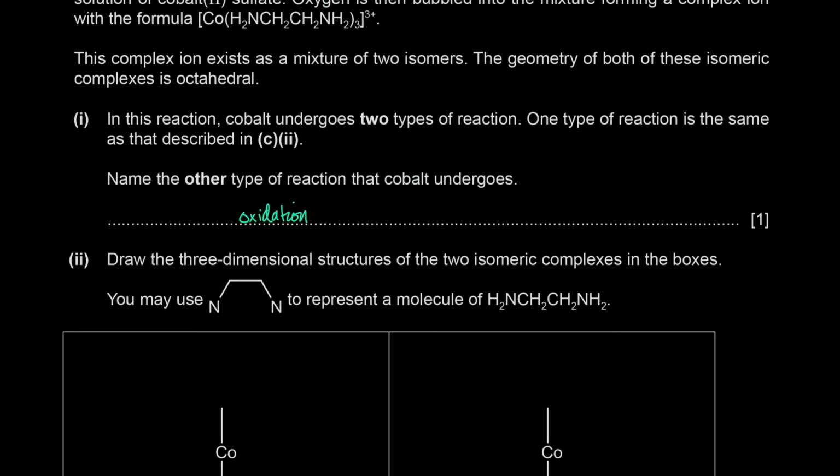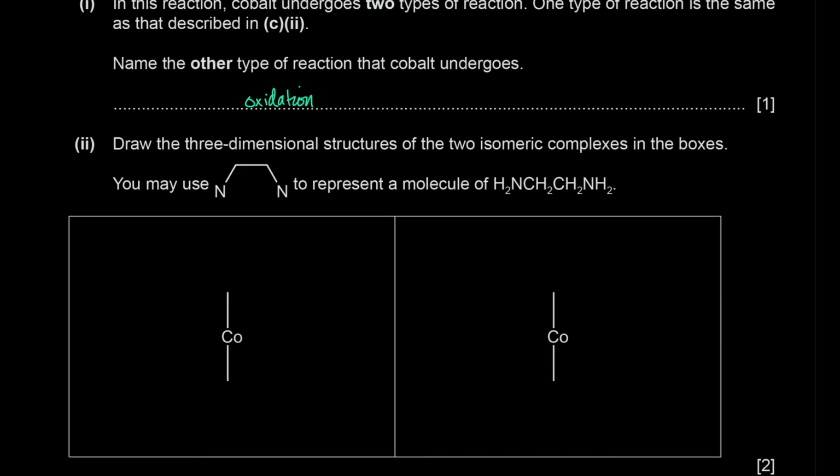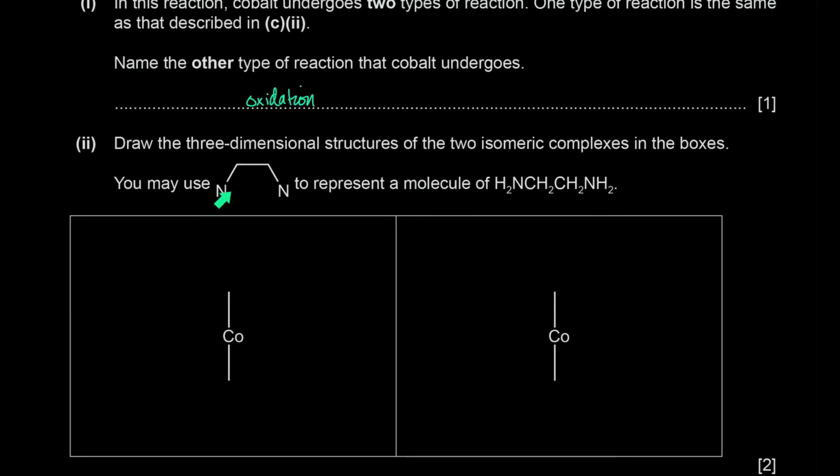Draw the three-dimensional structure of the two isomeric complexes in the boxes. You may use this to represent a molecule of 1,2-diaminoethane, or we say ethane-1,2-diamine. Now over here, if we have three bidentate ligands in an octahedral complex, it shows optical isomerism. The complex shows optical isomerism.